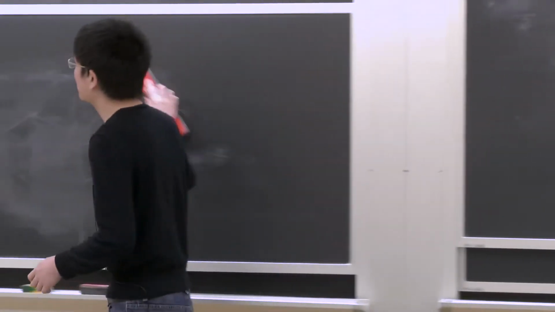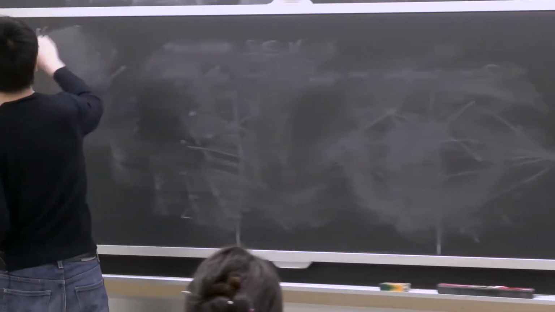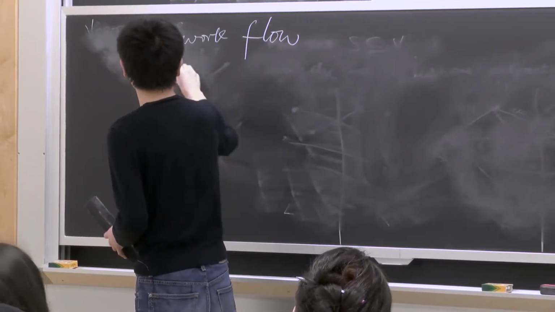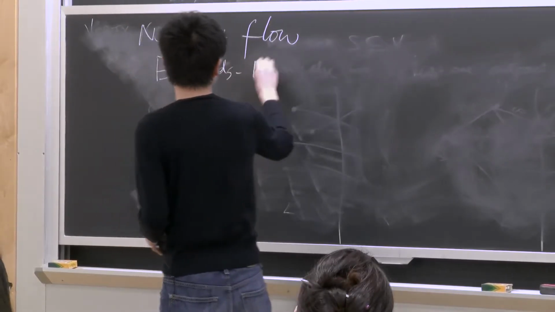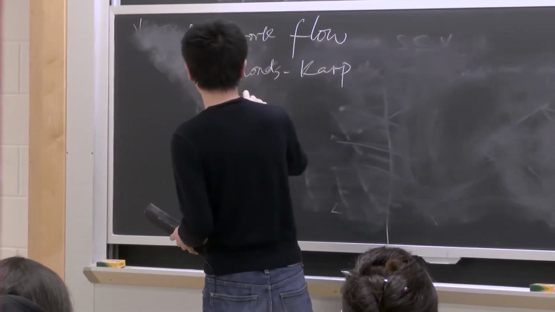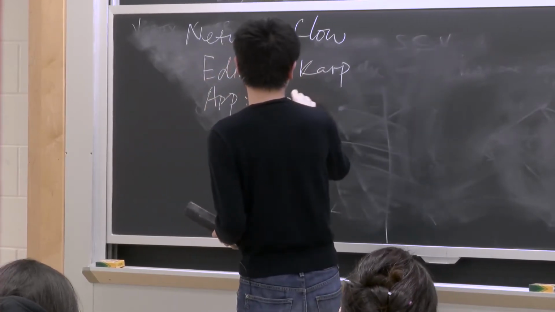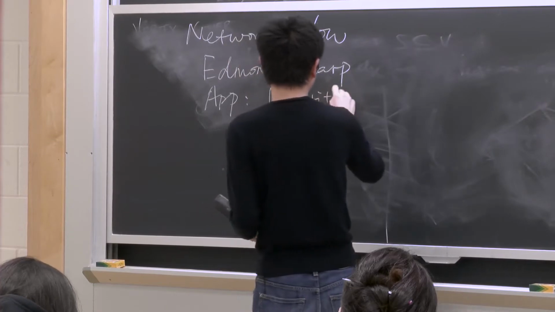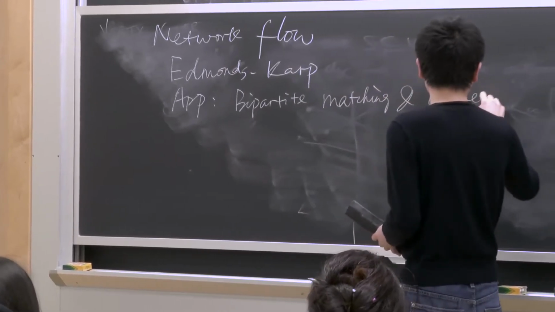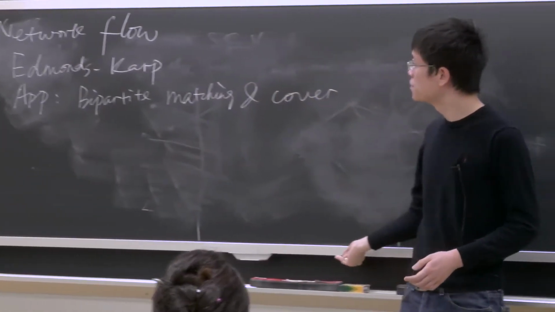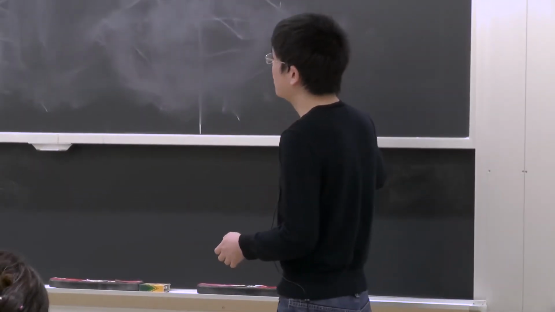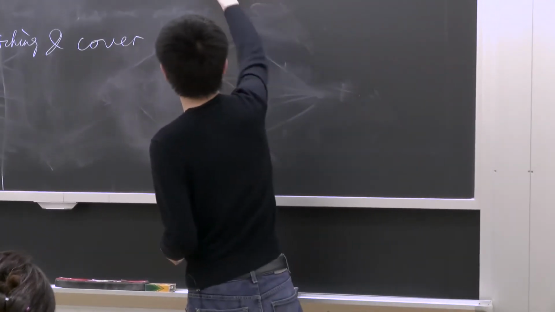Today, we're going to look at network flow and two things in network flow. The first one is the Edmonds-Karp algorithm. And after that, we're going to look at two applications. In particular, they are called bipartite matching and cover. Okay, so we'll start with a simpler algorithm, which is Ford-Fulkerson.